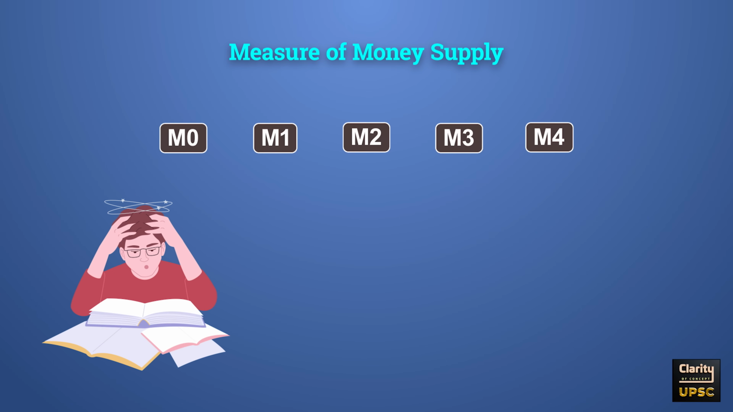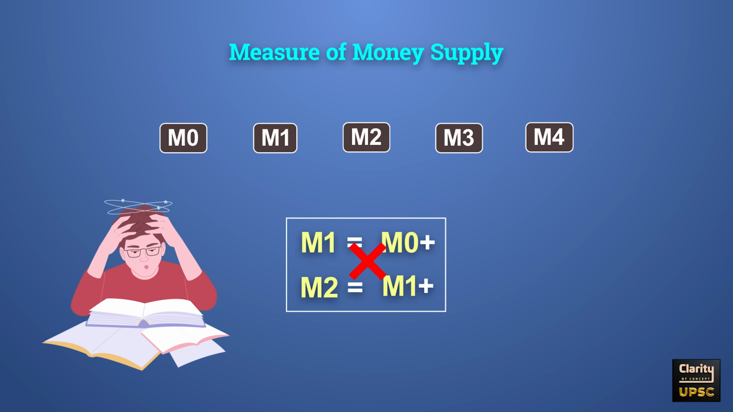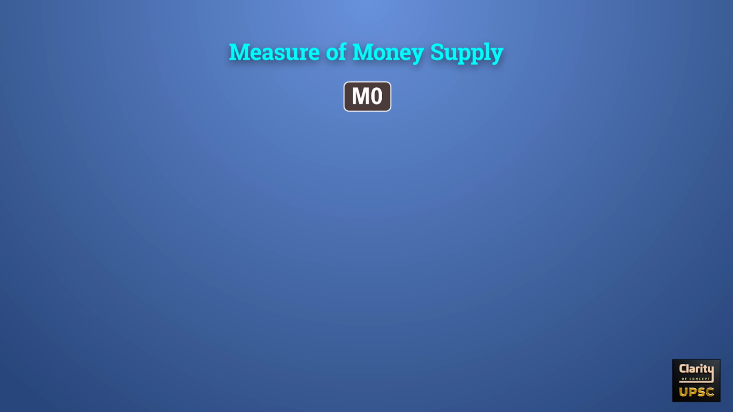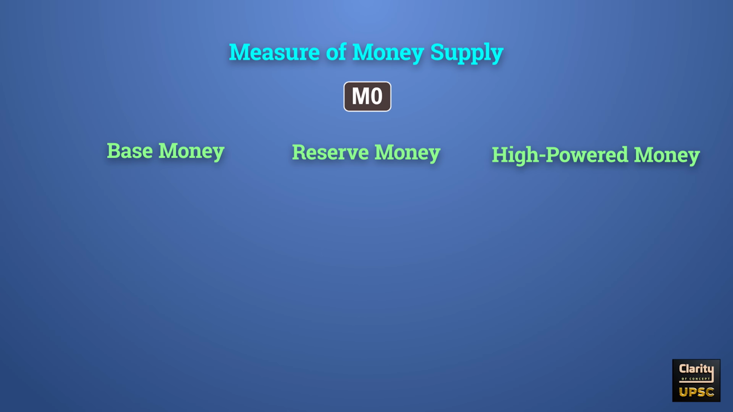Many people think M1 is just M0 plus something. Then M2 is M1 plus something. But that is not correct. This is why confusion happens. Let us understand each one properly. The first one is M0. It is also known as base money, reserve money, or high powered money.